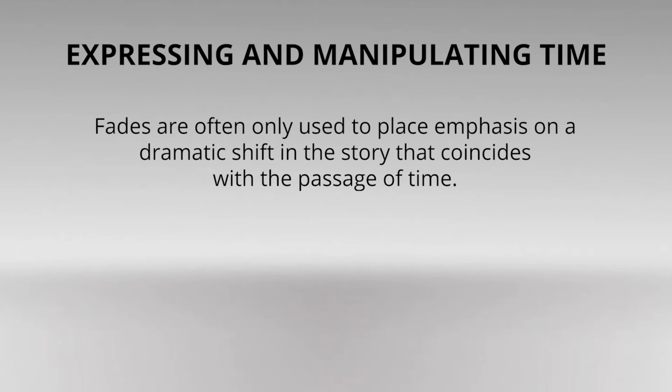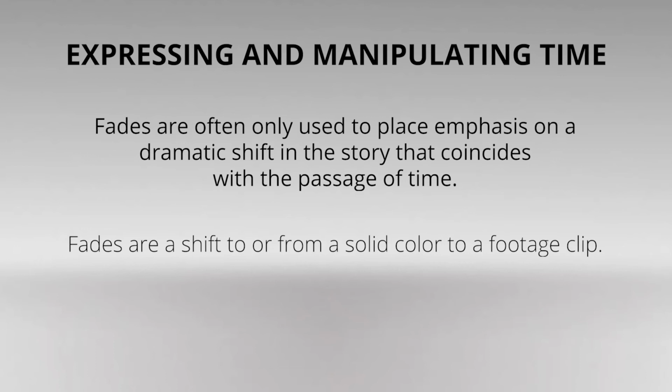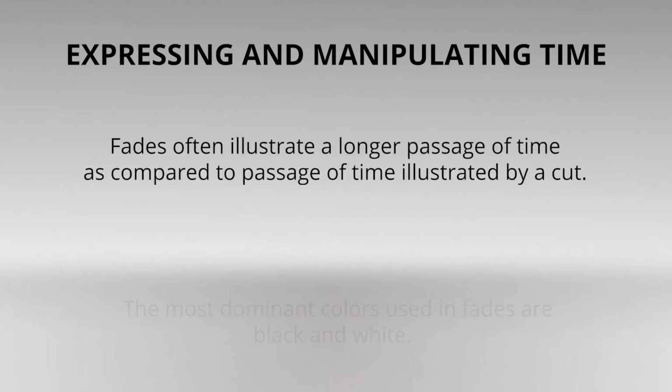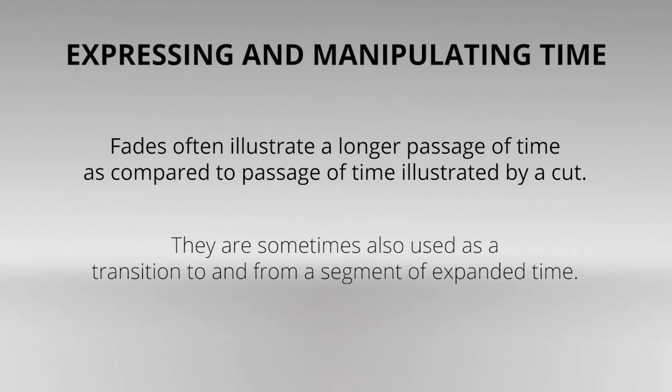Fades are much less commonly used transitions when compared to the cut. They are often only used to place emphasis on a dramatic shift in the story that concludes with the passage of time. Fades are a shift to or from a solid color to a footage clip. The most dominant colors used in fades are black and white. Fades often illustrate a longer passage of time as compared to a cut. These are sometimes also used as transitions to and from a segment of expanded time.